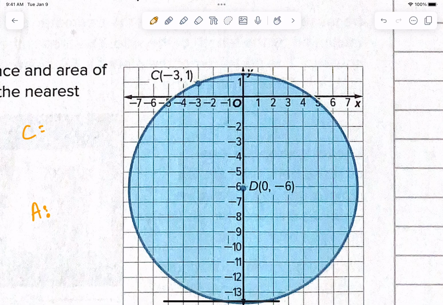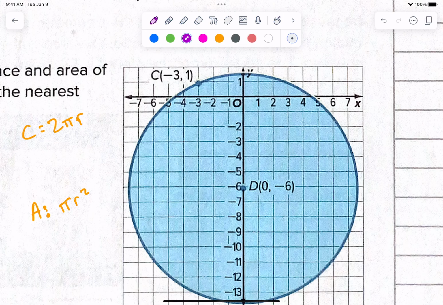Pi r squared. Which one's pi r squared, circumference or area? Area. Pi r squared. And then 2 pi r is the other one. Right? Pi r squared, 2 pi r. They all involve the same little pieces. It's just one of them squared and the other one's just out in front with the 2. Okay? Alright, how do I find the circumference and area of this thing?